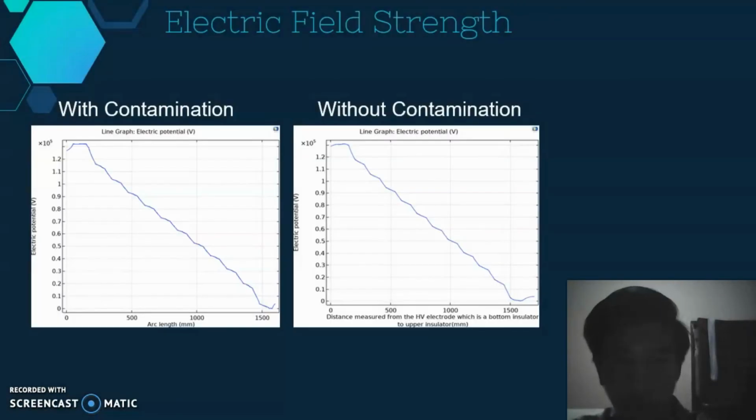So next, this is the electric field strength. The graph shown compares the electric field intensity against the distance measured from the HV electrodes. It can be seen that the contaminated insulator has a slightly greater maximum voltage than the clean condition.